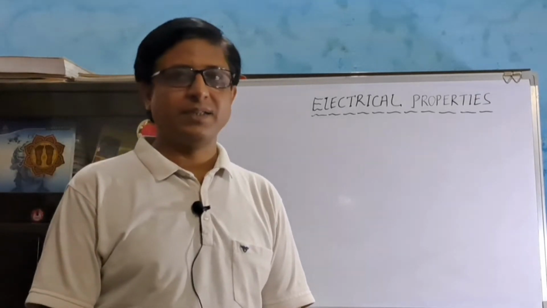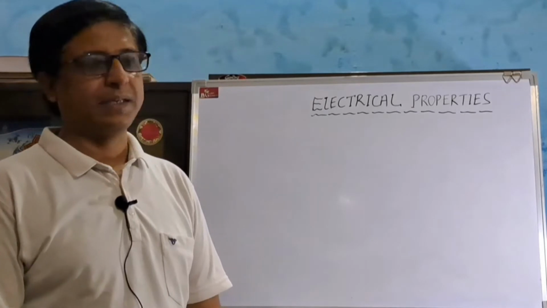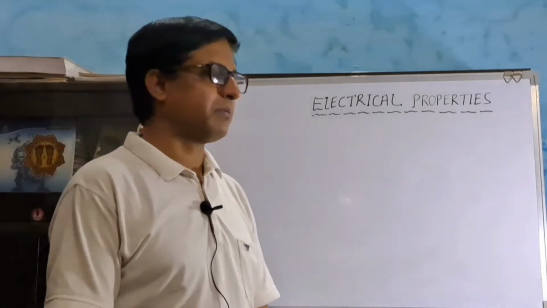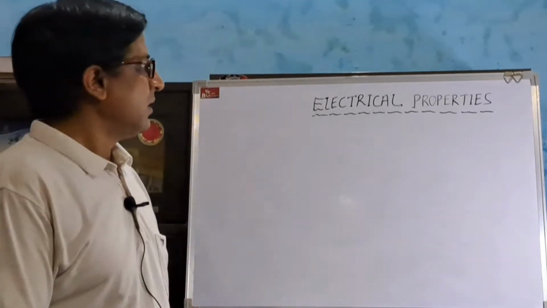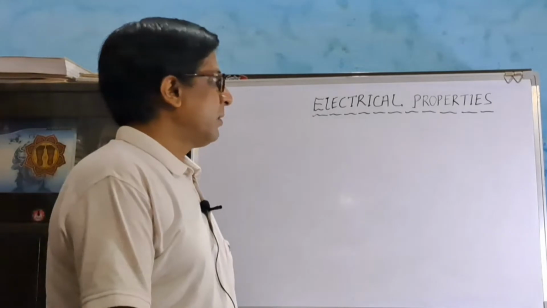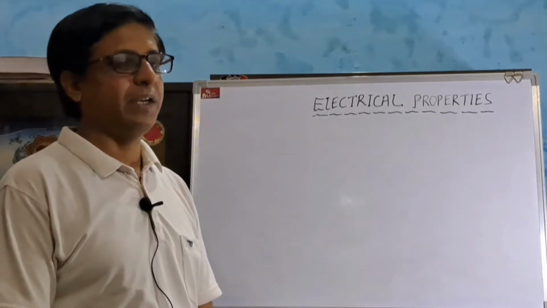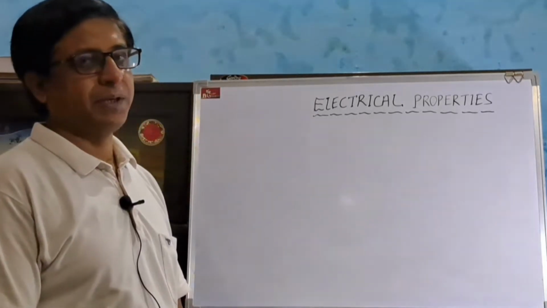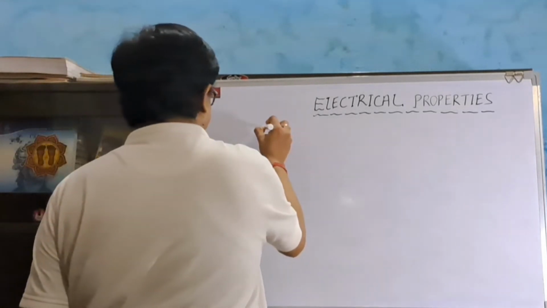Today I shall discuss one important property of solids, that is electrical properties. Electrical properties are one of the important properties shown by solids. The electrical properties of solids are due to the presence of free electrons. On the basis of electrical conductivity, solids can be classified into three types.